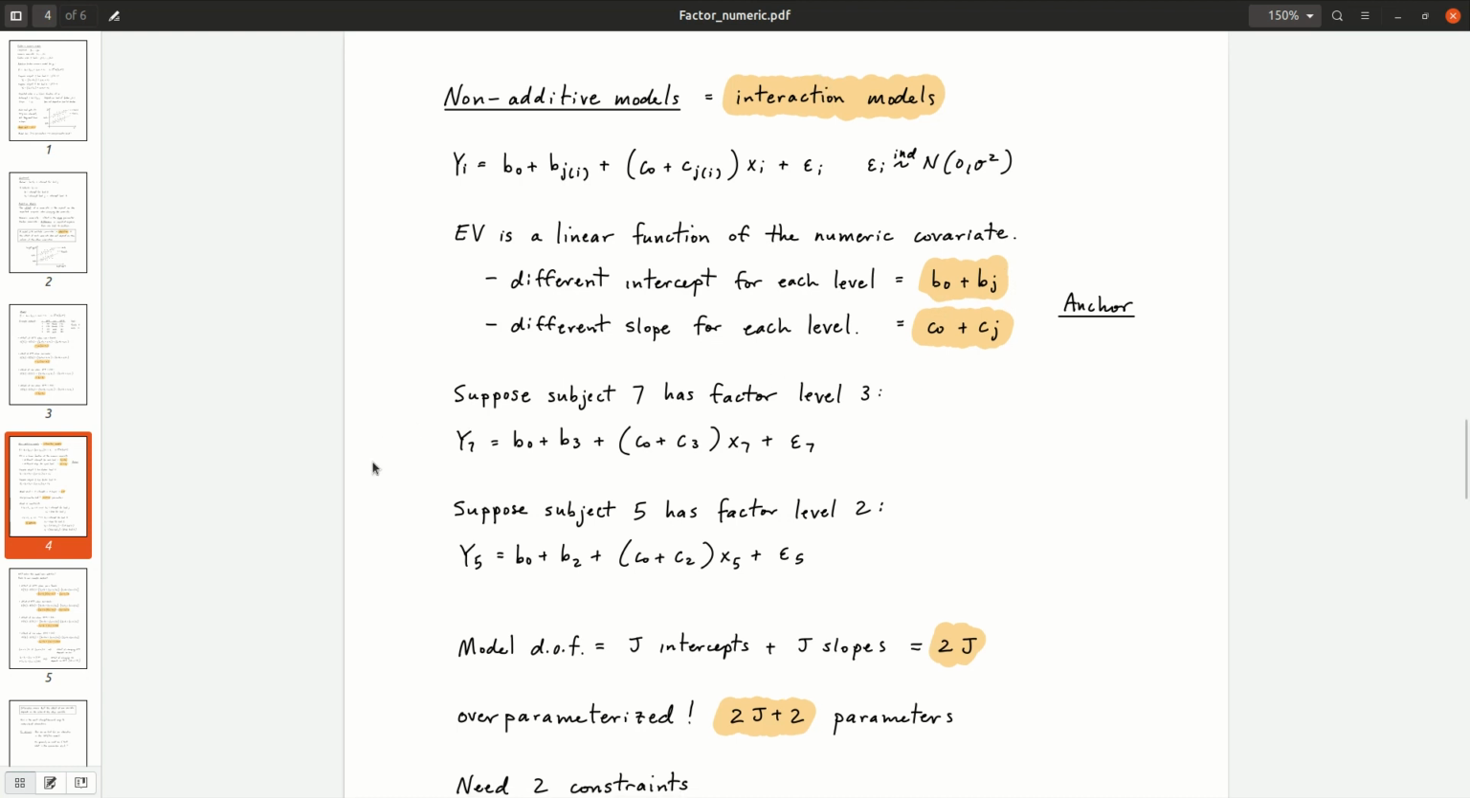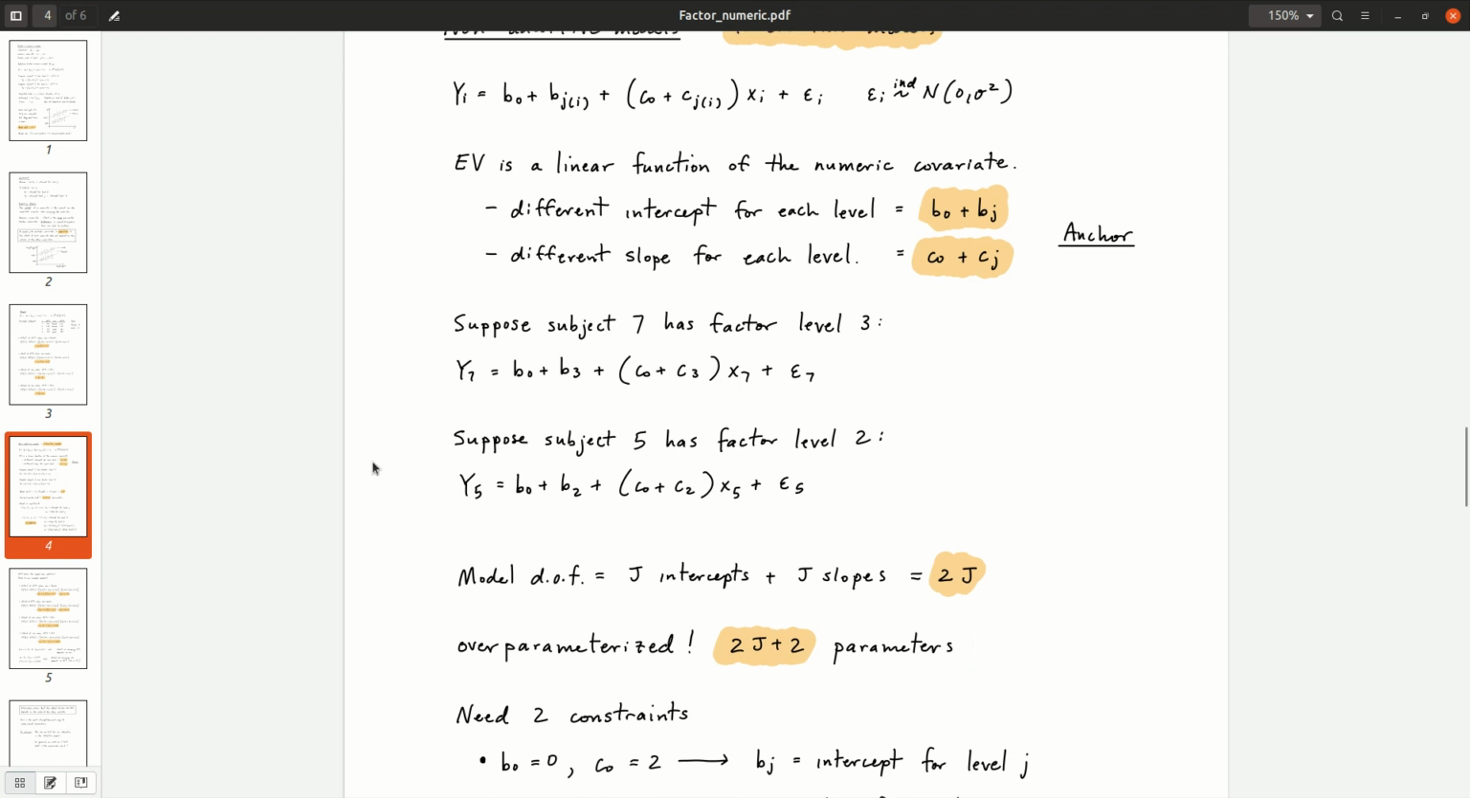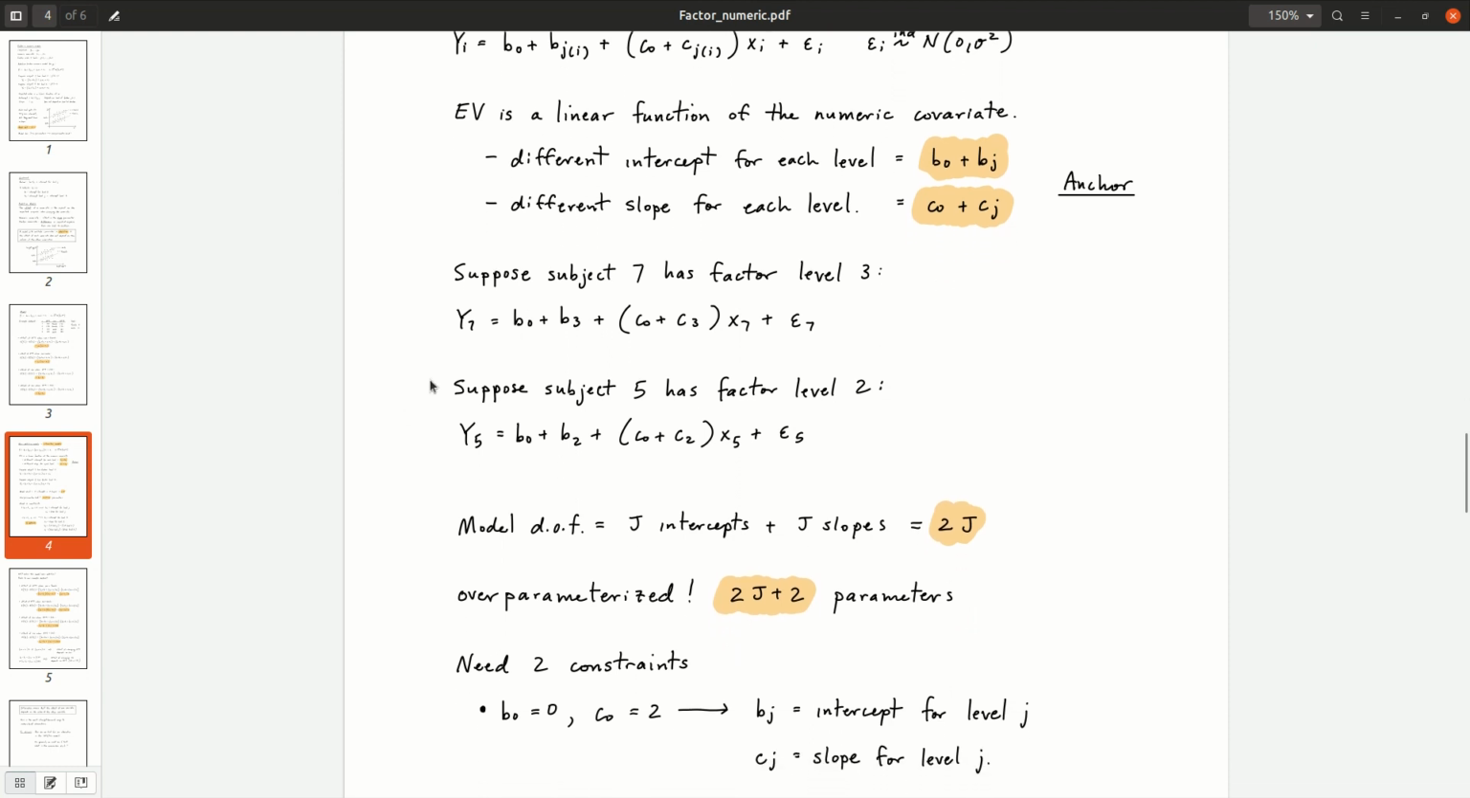Okay, so again, let's plug in some numbers just so we can get a feel for what this model is doing. So suppose subject 7 has factor level 3. So you'll get b0 plus b3 plus c0 plus c3 times x7 plus error. So now you should be more clear that this is an intercept. This is the expected value if x7 were 0. And this part is the slope. This is the amount that the expected value increases per increase in x.